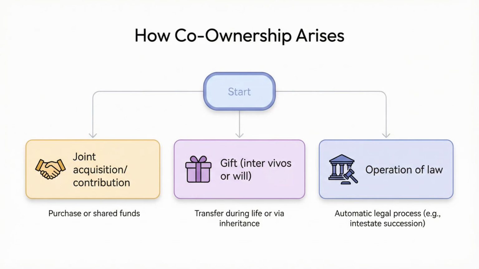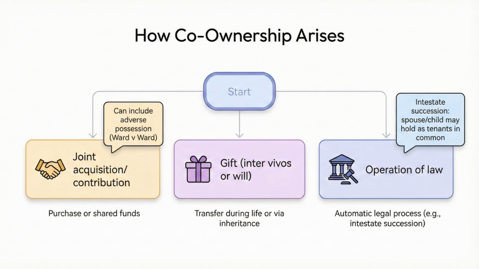Co-ownership commonly arises in three ways. First, joint acquisition. People contribute together to obtain the property. Second, by gift. An owner grants property to two or more people, either during life or by will. Third, by operation of law. Statutes can make people co-owners automatically. Joint acquisition can even happen through adverse possession, as illustrated by Ward v. Ward, where co-tenants acquired another co-tenant's share.